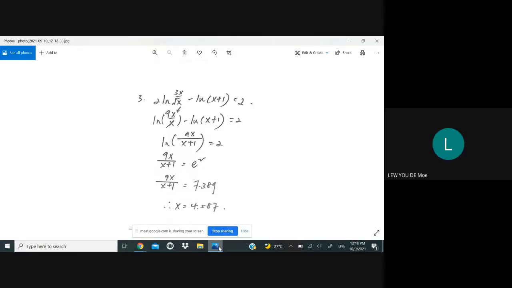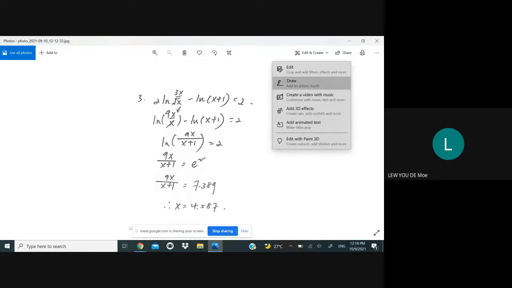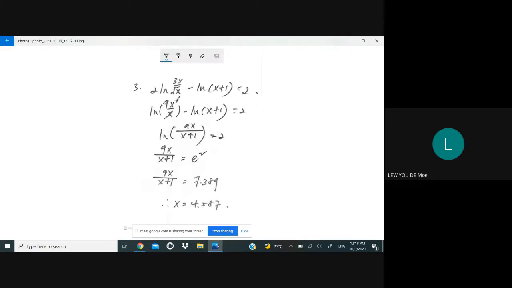All right. Okay, so the question is 2 ln 3x over 2x minus ln(x + 1) equals 2. They ask you to find the value of x, which means they ask you to solve. According to the logarithm law, we know that the coefficient of the ln we can transfer as the power, right? I'm transferring the coefficient as the power. So 3x to the power of 2 will be 9x squared, and 2x to the power of 2 will be x. This is what I did here, and I'll simplify.